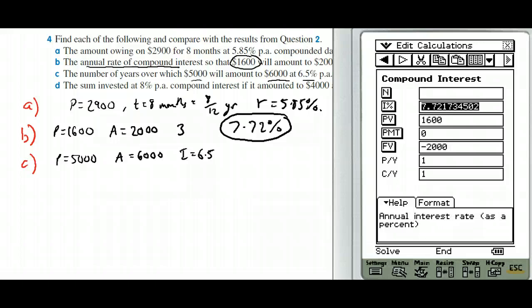We don't know that. We know this is 6.5, we know the present value is 5,000, and we know the future value is negative 6,000. And we're compounding quarterly, so these are both 4. Okay, now this value that we get here, N, this is the number of installment periods. It's not a number of years, it's the number of installment periods, as you can see there. Now to turn this into a number of years, we have to know there's 4 installment periods per year. So if we divide this number by 4, we get 2.83. That's the number of years.